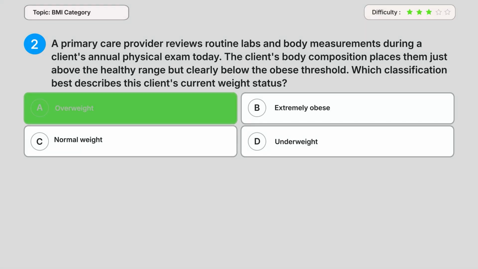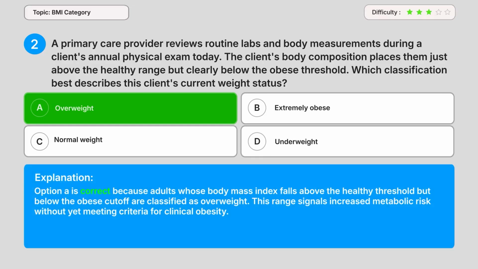Correct answer, A. Overweight. Explanation. Option A is correct because adults whose body mass index falls above the healthy threshold but below the obese cutoff are classified as overweight. This range signals increased metabolic risk without yet meeting criteria for clinical obesity.